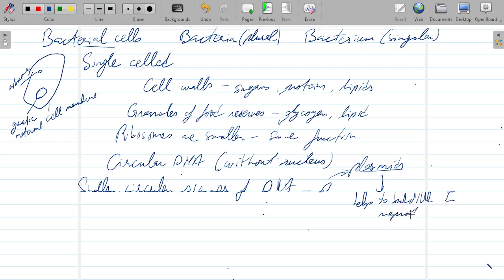And to reproduce. And the circular DNA handles regular cell functions, development and division. Cell division in biology means the cells are growing in number. So in biology, division means multiplication. Okay.